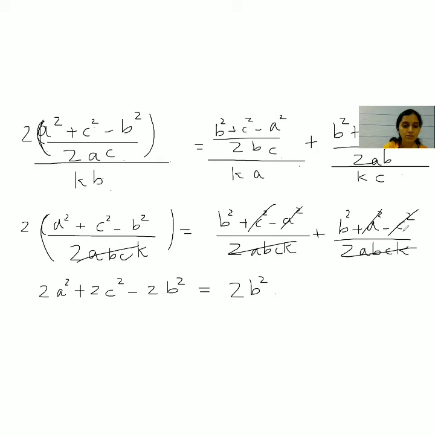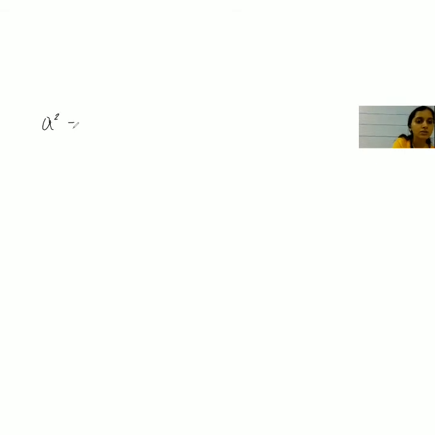So what do we have with us? We should have left the 2 outside. It would have got cancelled only. Anyway, so we'll just take the 2B square here. So we have 2A square plus 2C square is equal to 4B square. Divide throughout by 2. So we will have A square plus C square is equal to 2B square. Okay, which proves that A square, B square and C square are in AP, right?